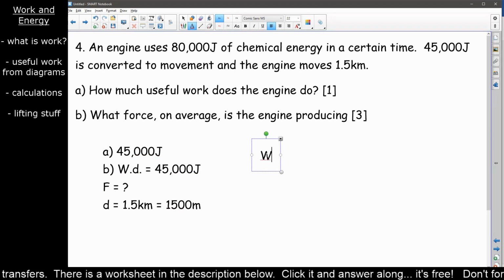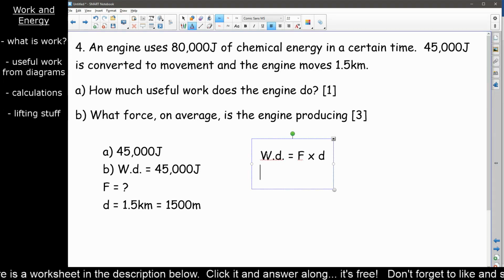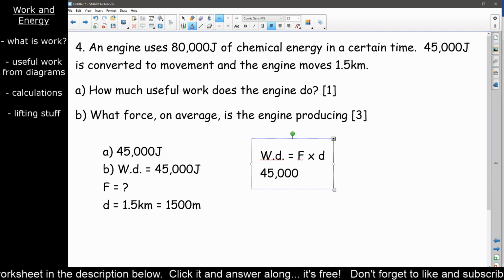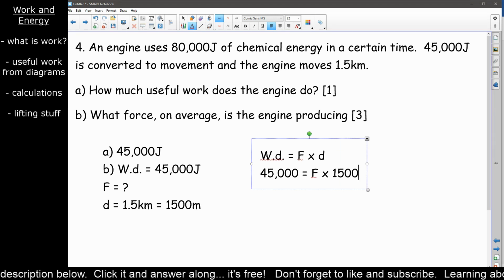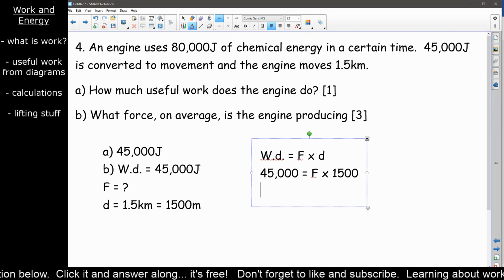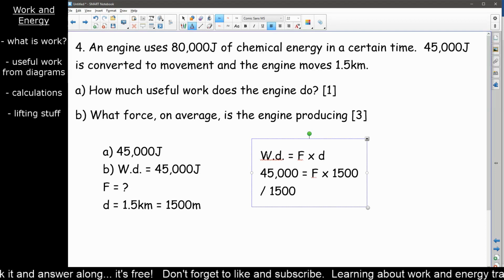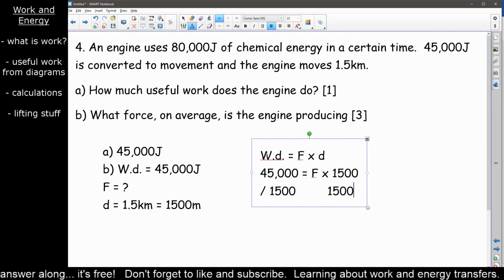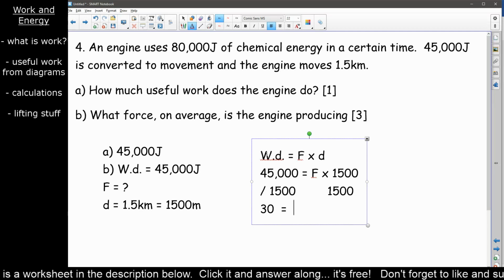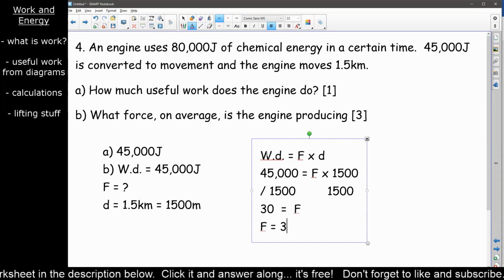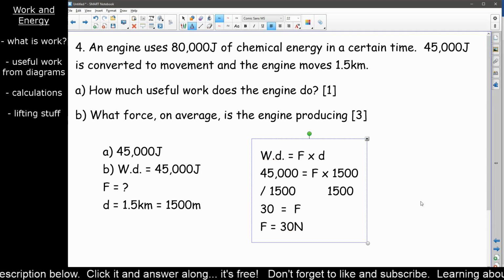Right, equation time, work done equals force times distance. So 45,000 equals F times 1500. So divide both sides by 1,500. So that gets us 30 equals F. So F equals 30 newtons. And that's all there is to it.